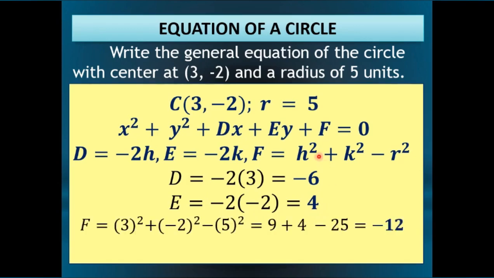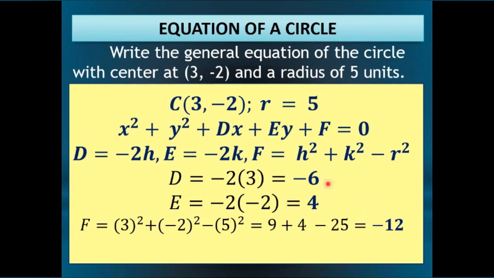And for our f, we have h squared plus k squared minus r squared. Our h is 3, so we have 3 squared. Our k is -2, so -2 squared minus our r, which is 5, squared. So 3 squared is 9, -2 squared is +4, minus 5 squared is 25. And then simplifying this again, we have 9 plus 4 is 13, minus 25 is equal to -12. So therefore, the values of D, E, and F are -6, +4, and -12 respectively.